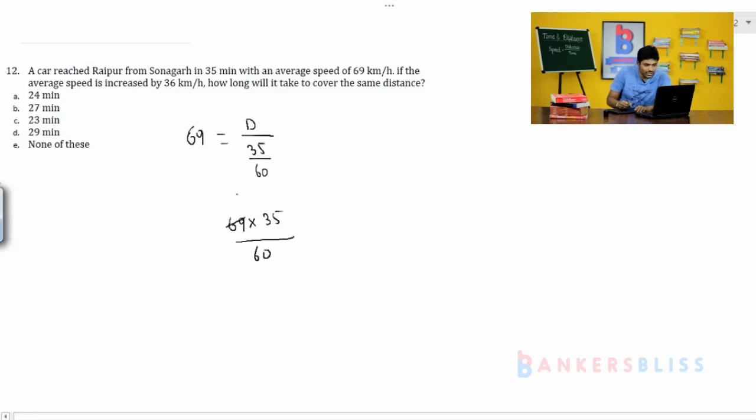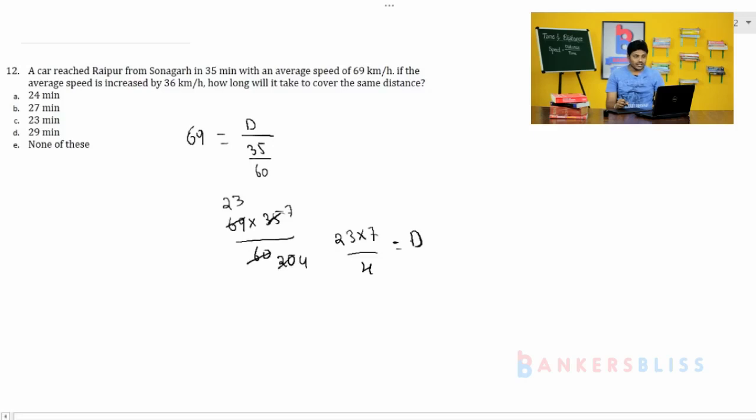So, 3 2s are 6, 3 3s are 9, 3 2s are 6, 20 you got. So, 5 4s are 20, 5 7s are 35. So, 23 into 7 by 4 is the distance. 23 into 7 by 4 kilometers is the distance.